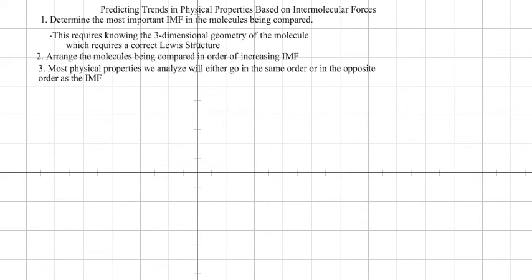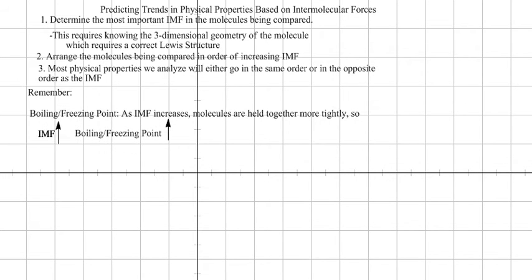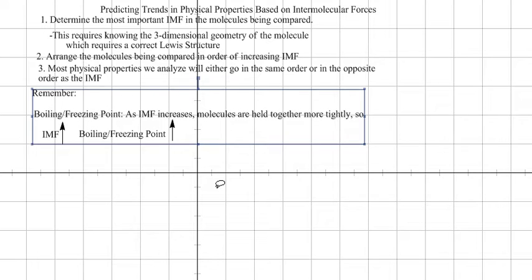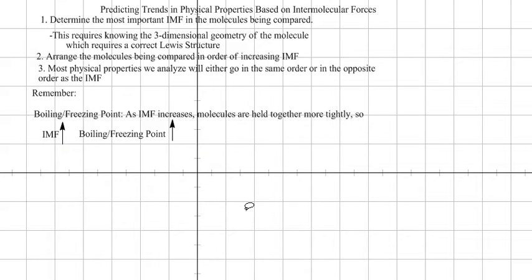We want to remember the following. For a boiling point and freezing point, as the IMF increases, the molecules are held together more tightly, so the IMF and the boiling point or the freezing point go in the same direction, and when one goes up, the other goes up. This is also true for viscosity.